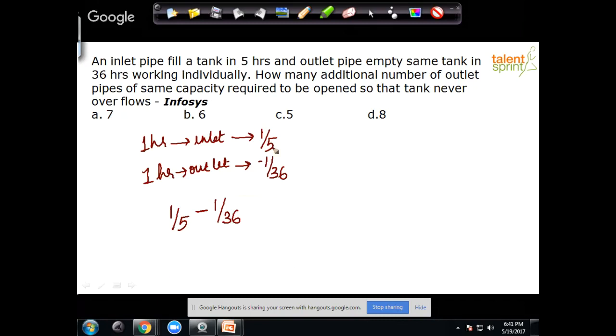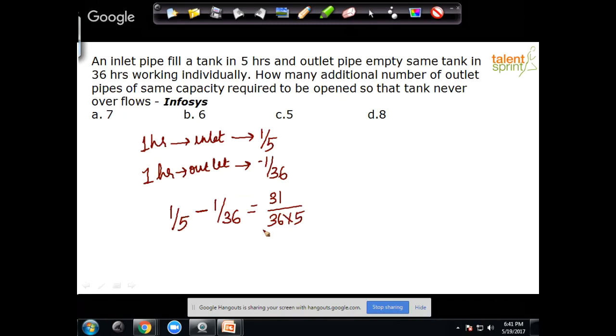Now, since the work done by the inlet pipe is way more than the work done by the outlet pipe, the net work done in 1 hour is 36 minus 5 by 36 into 5, which is equal to 31 by 36 into 5. This is a positive work. So with one inlet and one outlet pipe, in some time the whole tank will get filled.